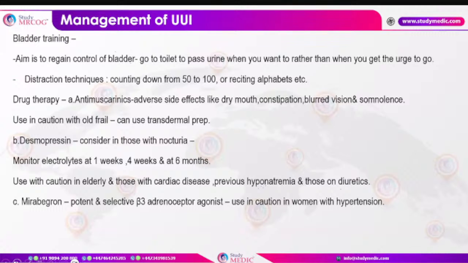If bladder training is not helping her, then you can use some form of drug therapy. The drugs commonly used are antimuscarinics, but these are not very well accepted by the patients because there are a lot of adverse side effects, like dry mouth, constipation, blurred vision, somnolence. Remember that the commonest one used is oxybutynin. You have to use it with a lot of caution in old, frail women. For women to whom you cannot give the oral drug, you can use the transdermal preparation.